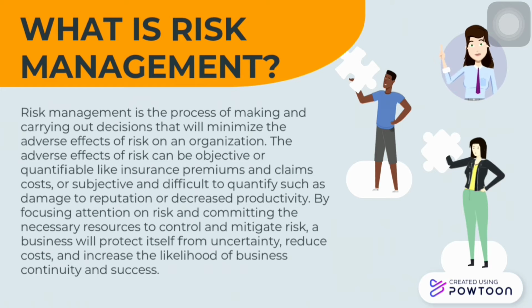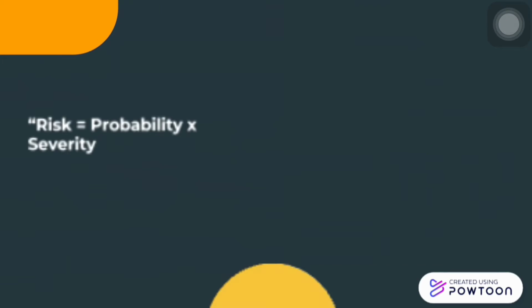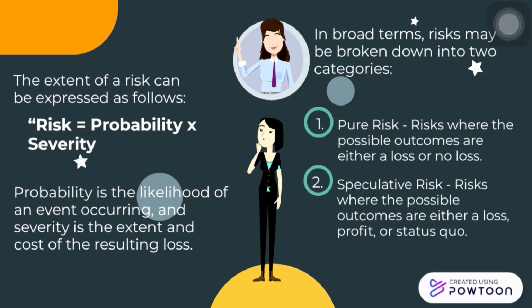A risk exists where there is an opportunity for a profit or a loss. In terms of losses, we commonly refer to the risk as exposure to loss or simply exposures. A fire is an exposure, defective products or defamation are liability exposures. The loss of business that results from a damaged building or tarnished reputation is also an exposure. The extent of a risk can be expressed as follows. Probability is the likelihood of an event occurring and severity is the extent and cause of the resulting loss.